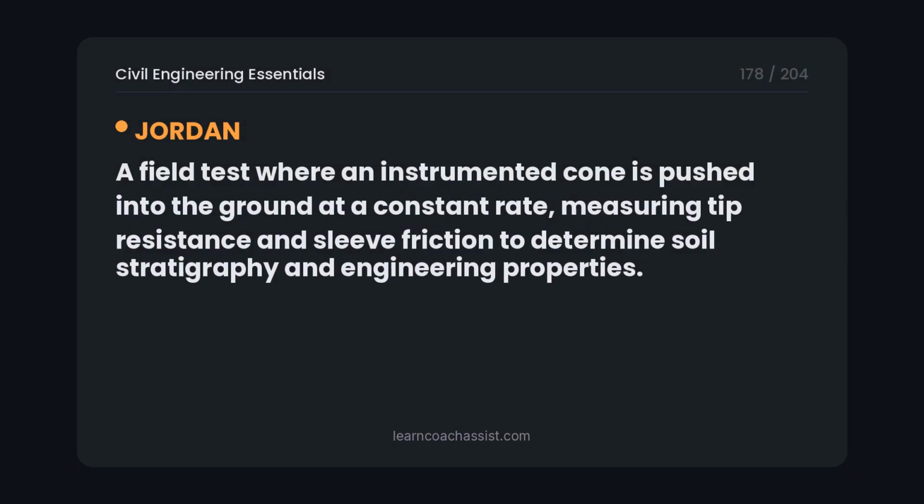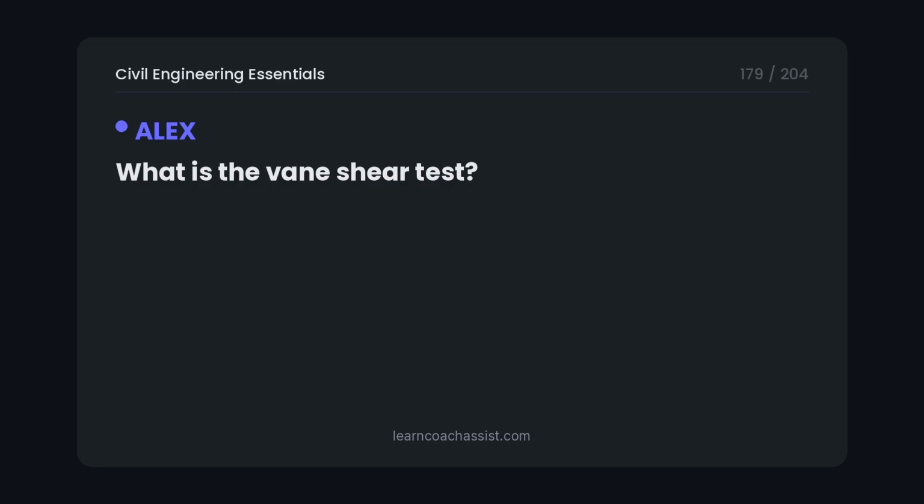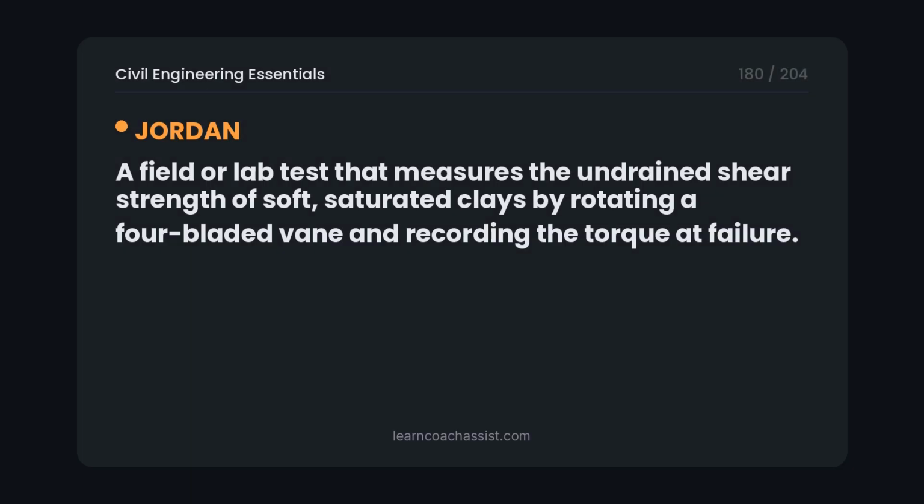A field test where an instrumented cone is pushed into the ground at a constant rate, measuring tip resistance and sleeve friction to determine soil stratigraphy and engineering properties. What is the vane shear test? A field or lab test that measures the undrained shear strength of soft, saturated clays by rotating a 4-bladed vane and recording the torque at failure.